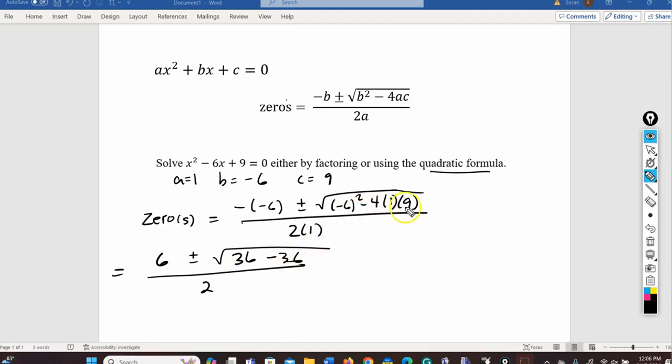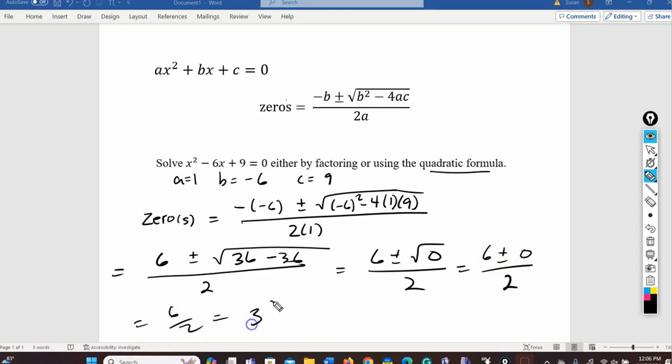And so we can see here that the discriminant is 0. b squared minus 4ac is 0. And the square root of 0 is just 0. And of course, 6 plus 0 is 6, and 6 minus 0 is 6. And so I only have one solution, and it's 3.